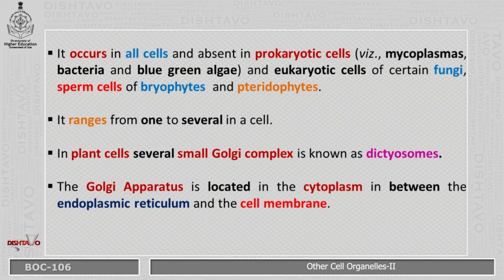It occurs in all cells and is absent in prokaryotic cells like mycoplasmas, bacteria and blue-green algae, and eukaryotic cells of certain fungi, sperm cells of bryophytes and pteridophytes. It ranges from one to several in a cell. In plant cells, several small Golgi complexes are known as dictyosomes. The Golgi apparatus is located in the cytoplasm in between the endoplasmic reticulum and the cell membrane.